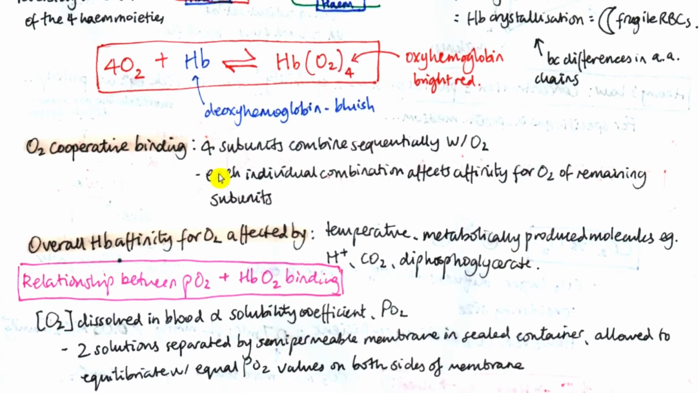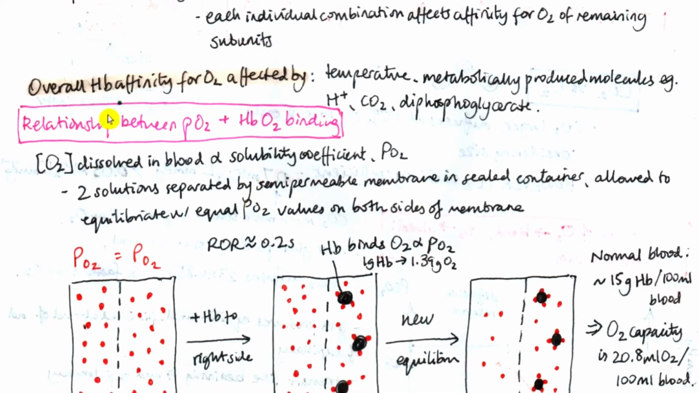And so on. So it's not just statically binding, each binding actually changes the structure of the hemoglobin molecule, and the 4 subunits combine sequentially with oxygen. Each individual combination affects the affinity for oxygen of the remaining subunits. The overall hemoglobin affinity for oxygen is affected by these 4 things: temperature, metabolically produced molecules such as H+ ions, which increase the acidity, carbon dioxide and diphosphoglycerate. We'll have a closer look at these later.